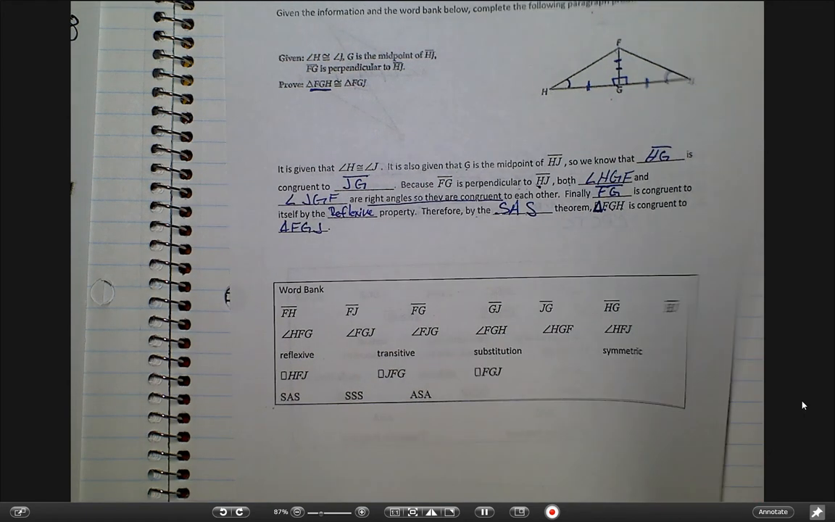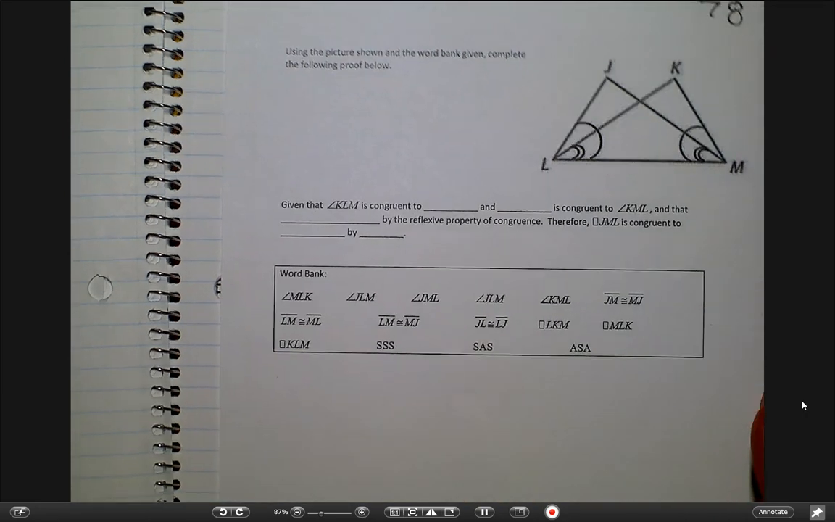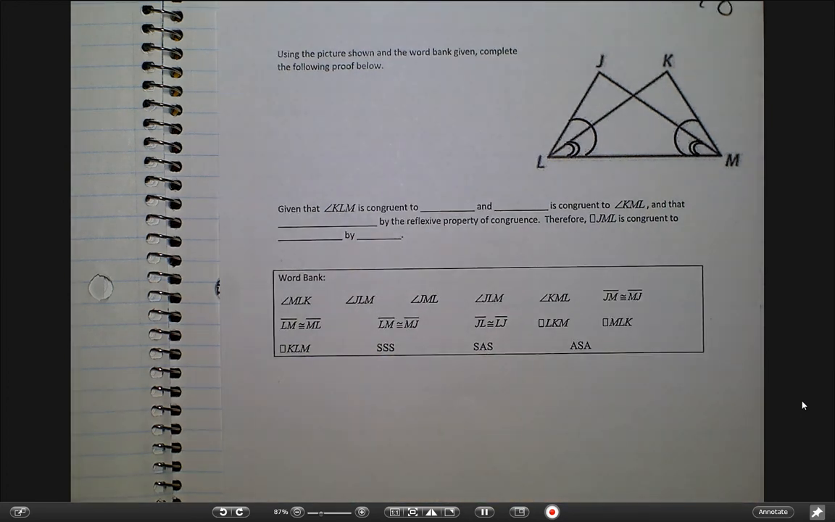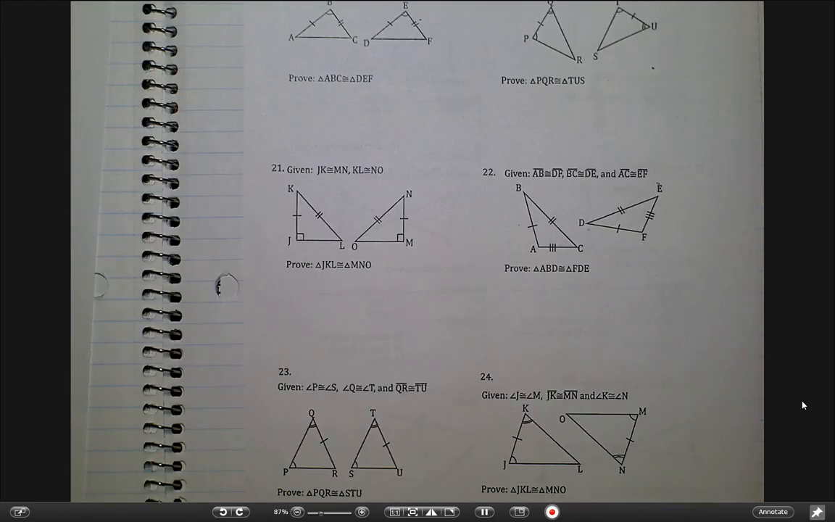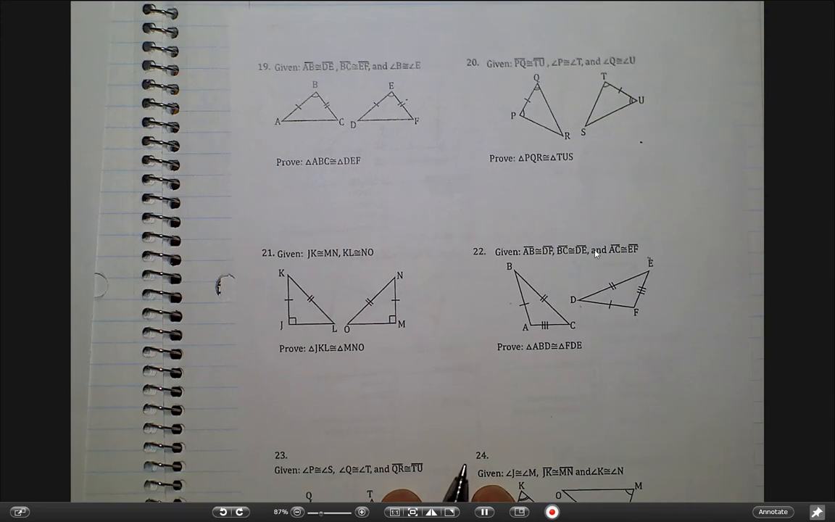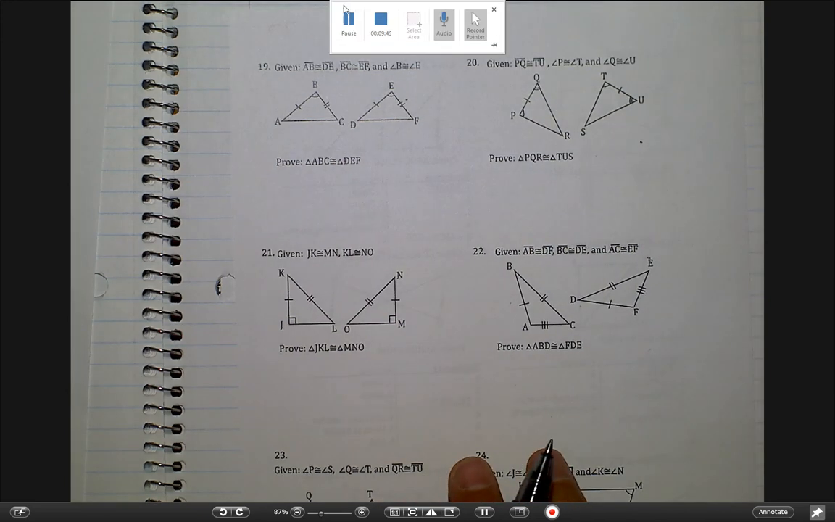Okay, so let's take a look at our practice for today. So our practice is page 78. So I'm going to let you guys do these ones. Now, also going along with that, let's take a look at yesterday's stuff. Yesterday, we had... All right, so I'm going to end the video right here on this one. So I'm done with the instruction anyway.